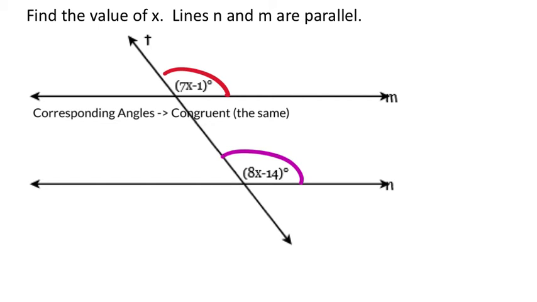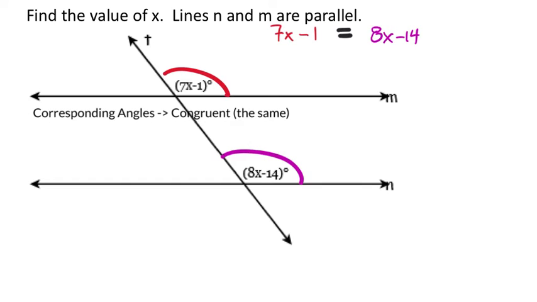So let's take those two angles. I'll start with the red one. Again, I'd like to start with the top one, not that you have to. And I got 7x minus 1, right? It's my red angle. And I got the purple angle at 8x minus 14. Well, those two angles, since they are corresponding and the two lines are parallel, which it tells us at the top there, that means I set them equal to each other. Then I have an equation that I just got to solve.